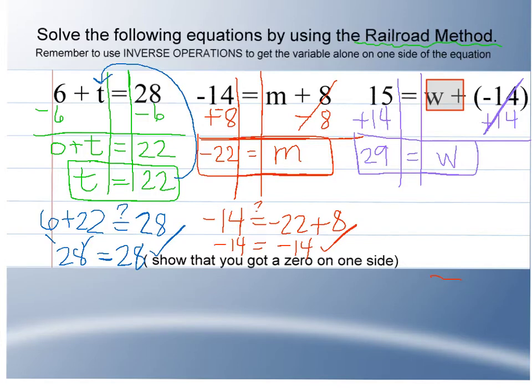Now we just want to make sure that that's right, so we're going to resubstitute in 29 for W. So we're really asking ourselves the question, does 15 equal the same thing as 29 plus a negative 14? And yes, 29 plus negative 14 gives you an answer of 15, so 15 is equal to 15.